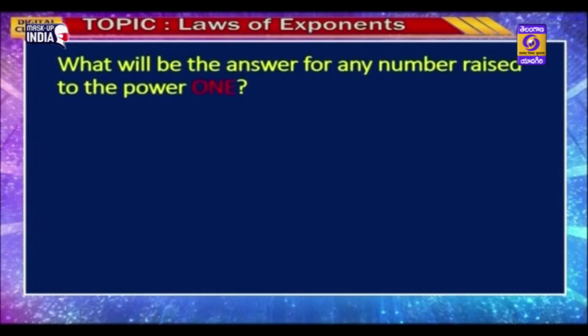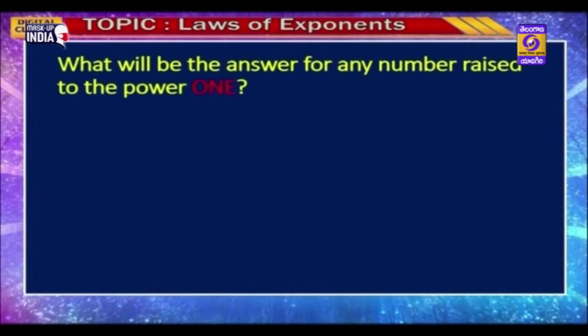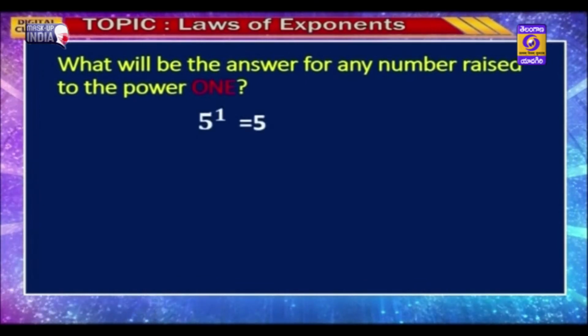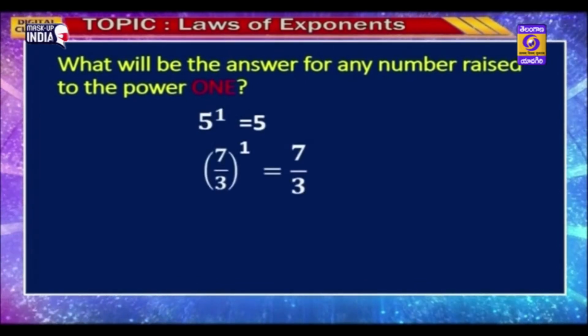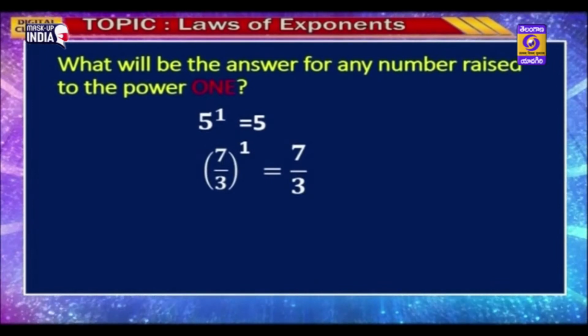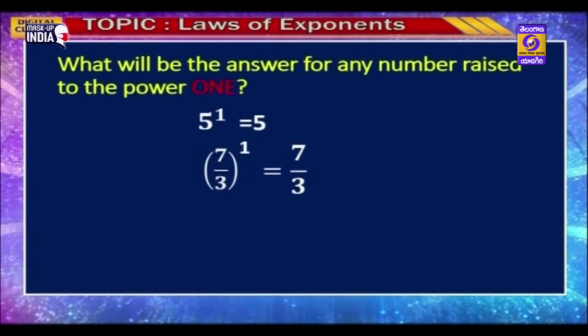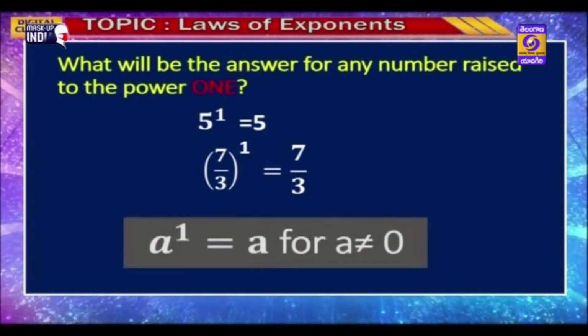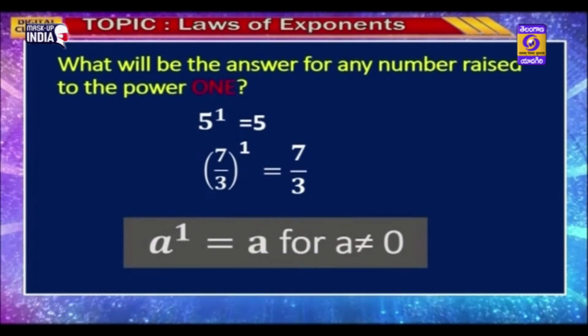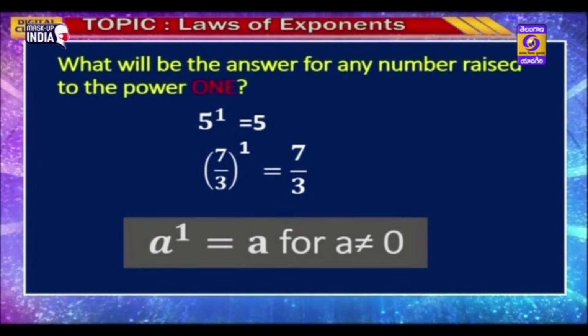What will be the answer if any number is raised to the power of 1, like 5 to the power of 1 and 7 by 3 whole to the power of 1? You will get the same number. A to the power of 1 is equal to A, where A should not be equal to 0.